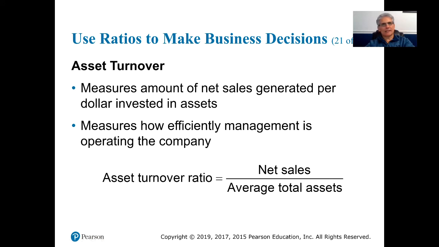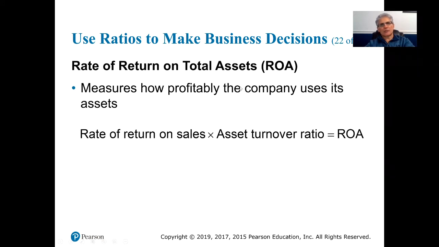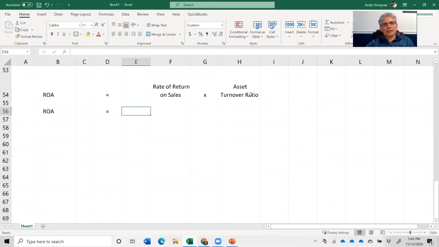All right, so we got the asset turnover computed. The next we're going to look at is the rate of return on total assets, or the ROA. That measures how profitably the company uses its assets. Pretty similar to the previous computations, but instead of using net sales, we're using rate of return on sales. The way we compute the ROA is we take the rate of return on sales multiplied by the asset turnover ratio.